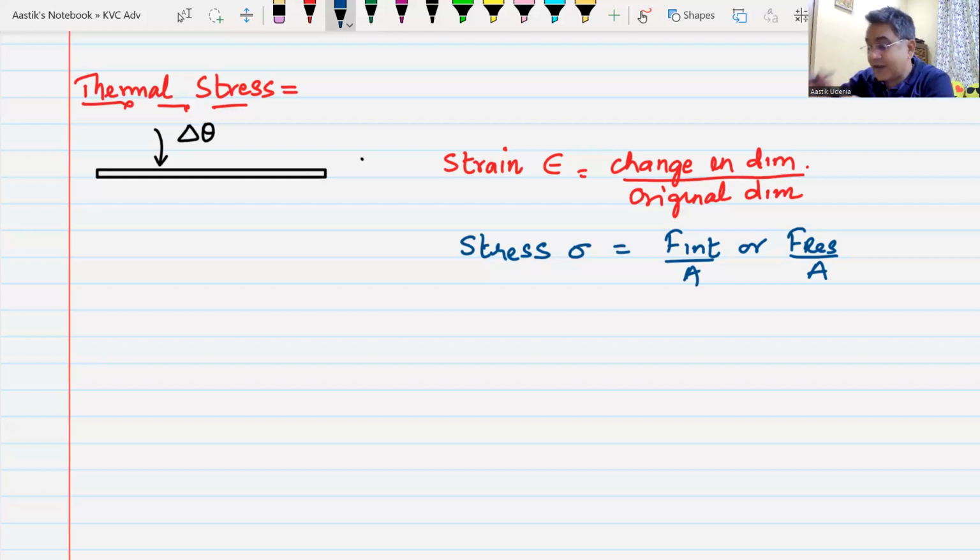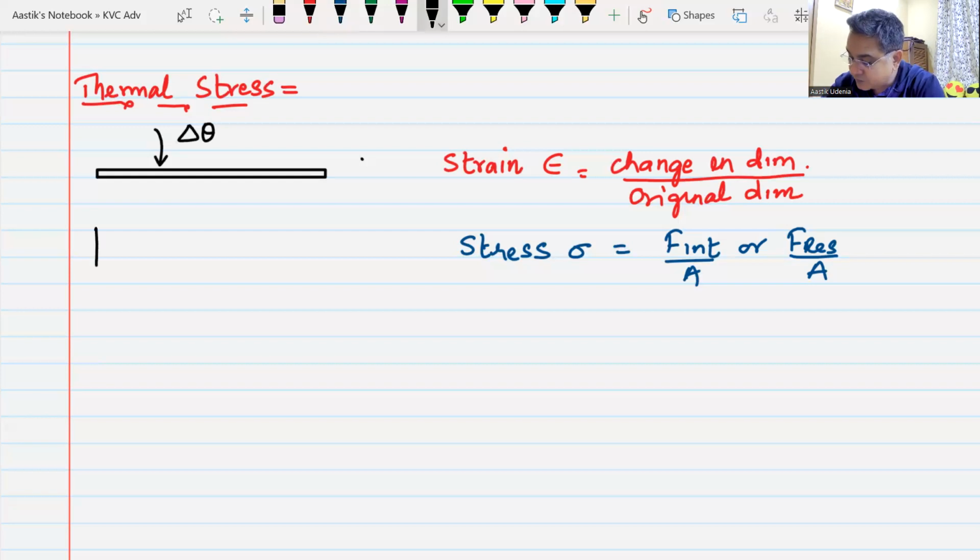Okay, now when I keep this rod free and I change the temperature, it can expand, right? So there is no strain and therefore there is no stress. The length has changed, but it is not trying to come back to its original position. Do we understand this? Yes, sir. So there is no strain as such. There are no internal forces which are trying to pull it back. There is no stress. There is no thermal stress.